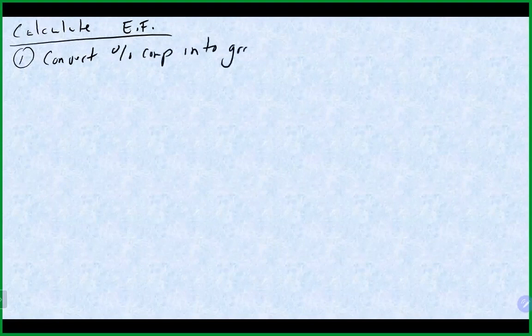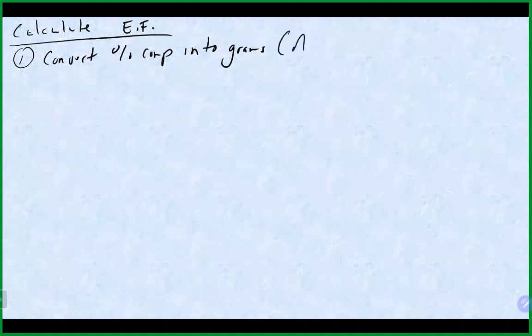To calculate the empirical formula, the first thing you want to do is convert your percent composition into grams. So if you are given the percent composition of each element, you want to convert them into grams. And as we just talked about, the percent composition should add up to 100%. So a very easy way to convert your percentages into grams is to assume that you have 100 grams of everything. So a lot of times we will assume that we have 100 grams.